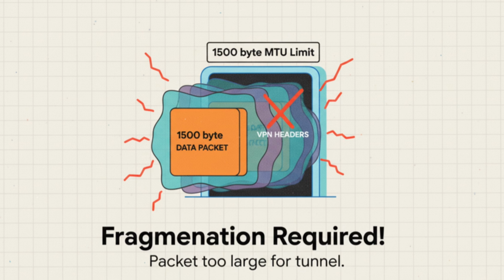That process is called encapsulation, and it adds extra headers. Suddenly, your perfectly packed container has a bunch of extra stuff bolted onto the outside, and now it's too big for that 1,500-byte tunnel. It has to be fragmented. There's no other choice.